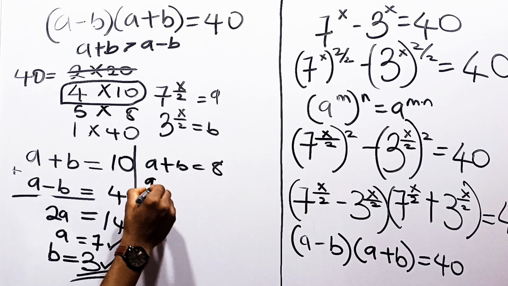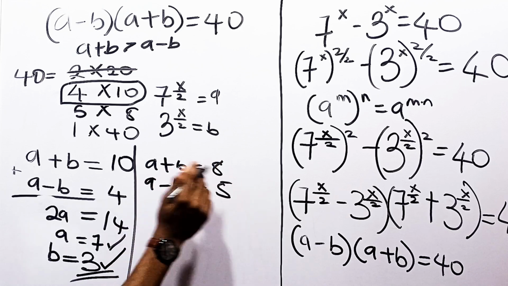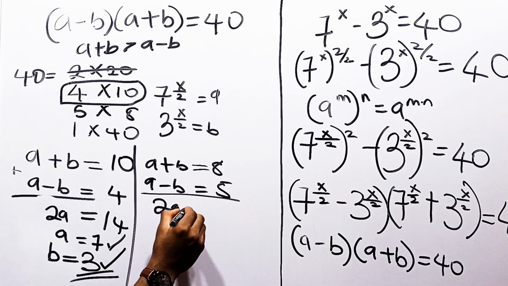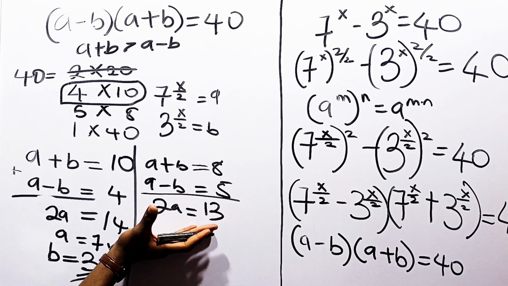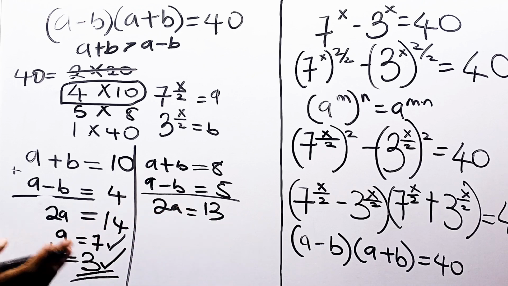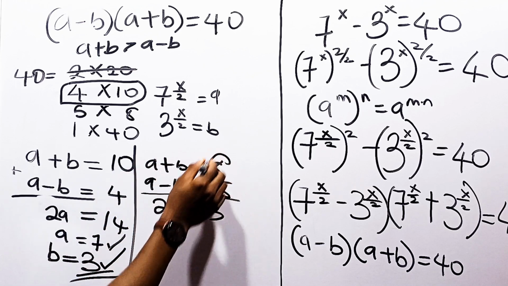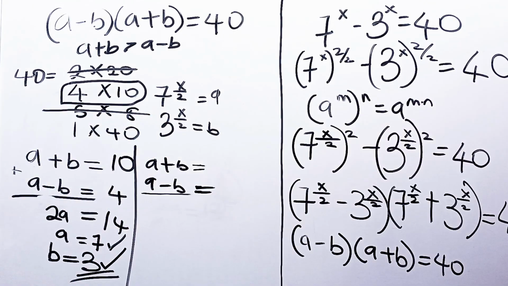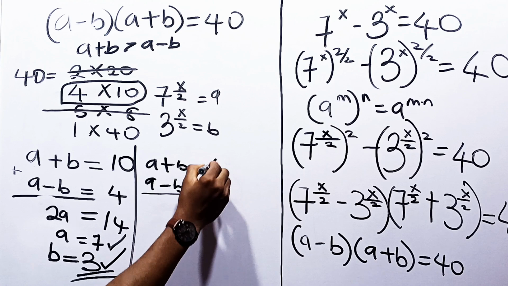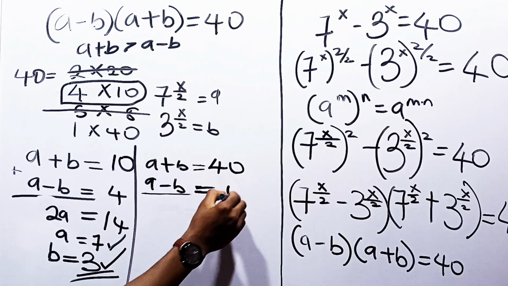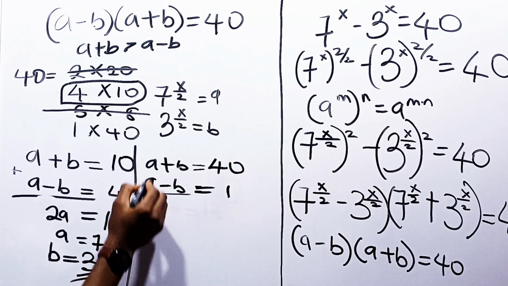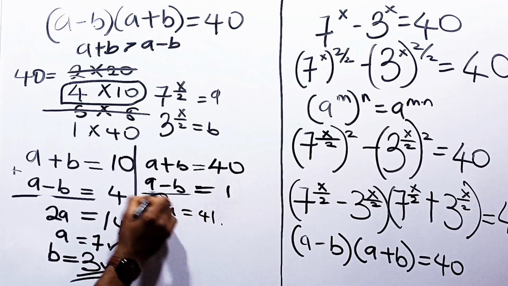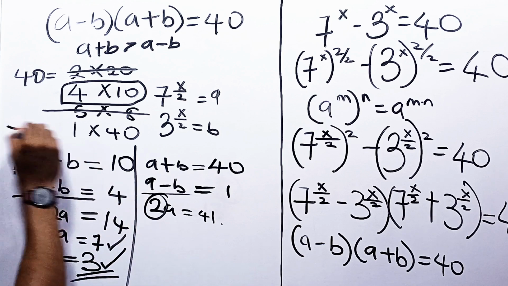Alright, now for the next test, we are testing for a plus b is equal to 8 and a minus b is equal to 5. Okay, now firstly, 2a here will be equal to 13, and 13 cannot be divided by 2. Since 13 cannot be divided by 2, this condition is not valid. Okay, so we strike this one out. For the last condition, we have that a plus b is equal to 40 and a minus b is 1. Okay, now 2a here will be equal to 41. Again, 41 is not divisible by 2, hence this answer is also null and void.